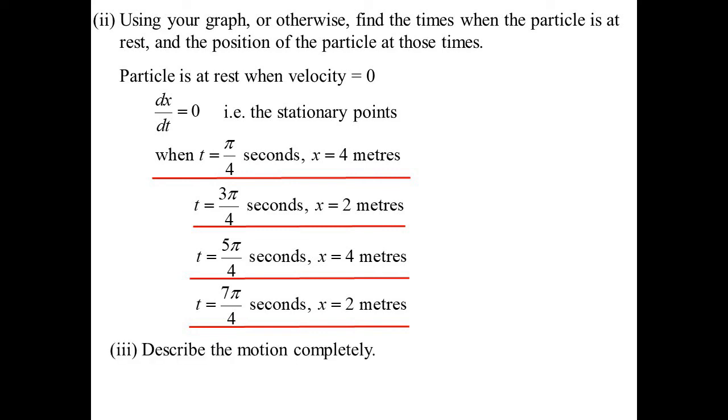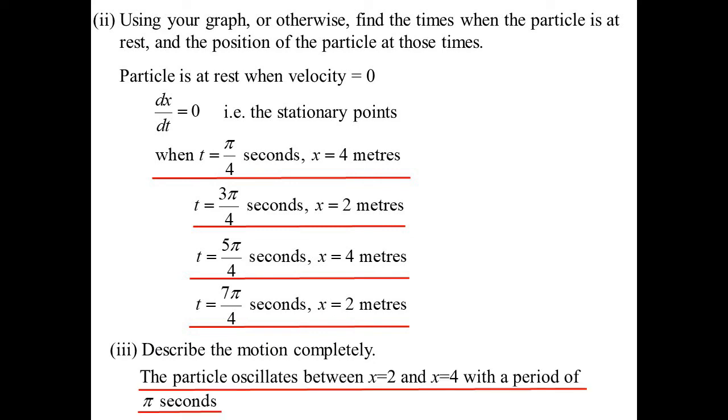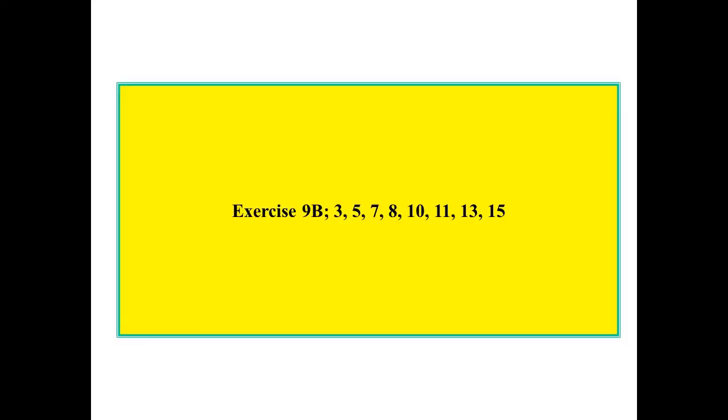Describe the motion. Wow, this is where you get to have fun. So what did I say? I used a big word there, oscillate. The particle oscillates between 2 and 4 with a period of pi seconds. So you're describing what your particle is doing there. Let's have a go at 9b.